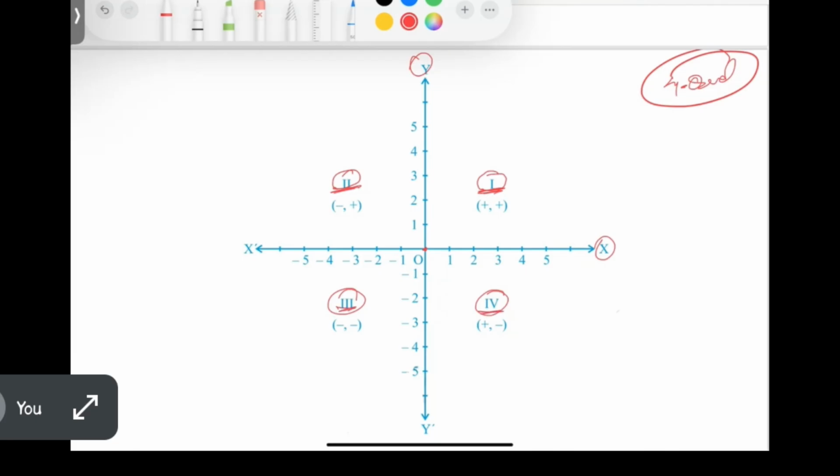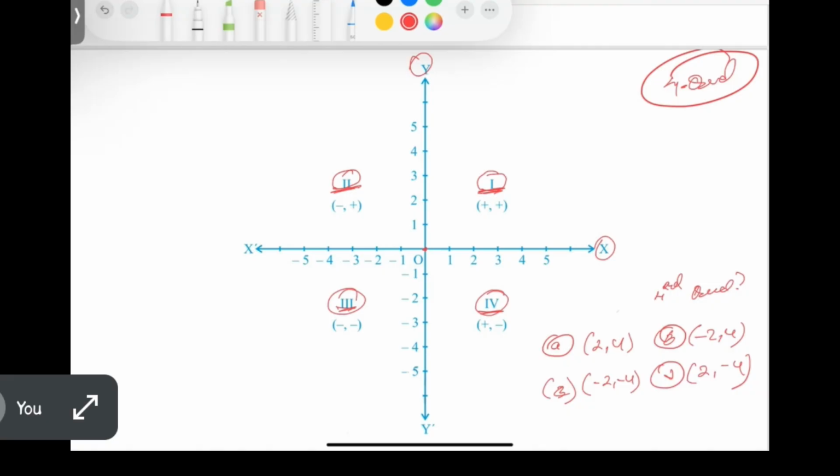But you may be asked this way: which of the following is from the fourth quadrant? And you may be given some points. Let's say A is 2 comma 4, B is -2 comma 4, C can be -2 comma -4, and D can be 2 comma -4.